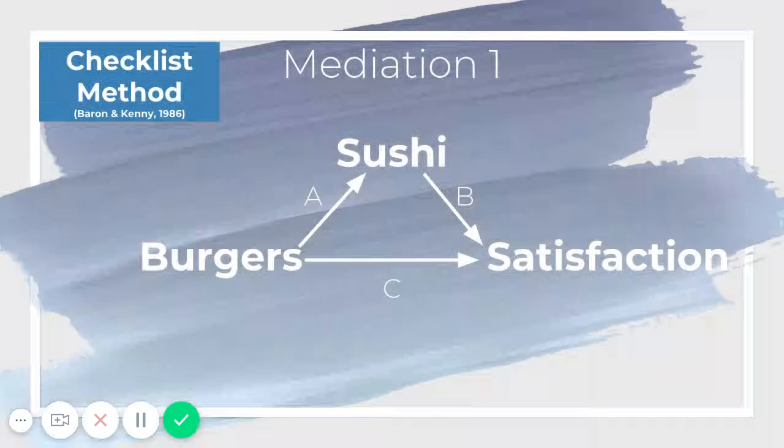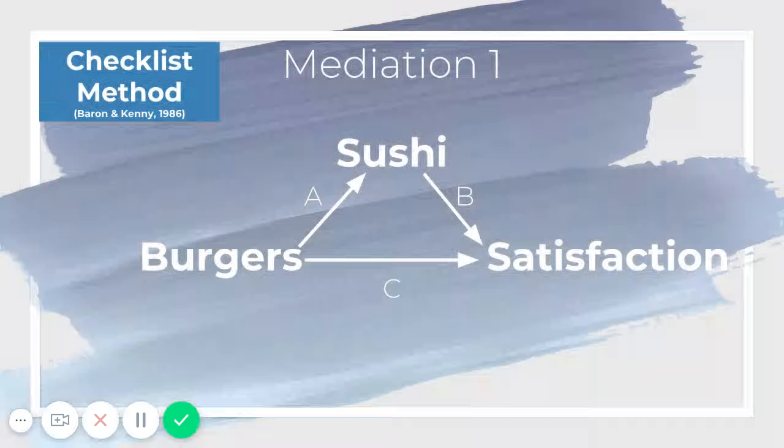For my first mediation model, I wanted to look at the mediation effect of the relationship between eating burgers and satisfaction, with a mediation variable of sushi. So I want to look at how sushi, burgers, and satisfaction all relate to each other, using satisfaction as the dependent variable. The first method we're going to use is the checklist method, as shown in the Baron and Kenny 1986 article and everywhere else that they try to put it.